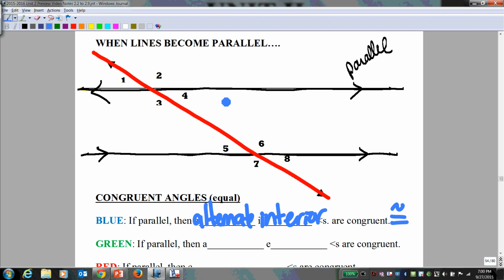So alternate interior, that would be, for example, like 3 and 6. Now we add hatch marks. It could also be 4 and 5. Both of those are parallel. I'm only going to mark one here because it gets too many markings if I did all of them twice. So alternate interior angles are automatically congruent.